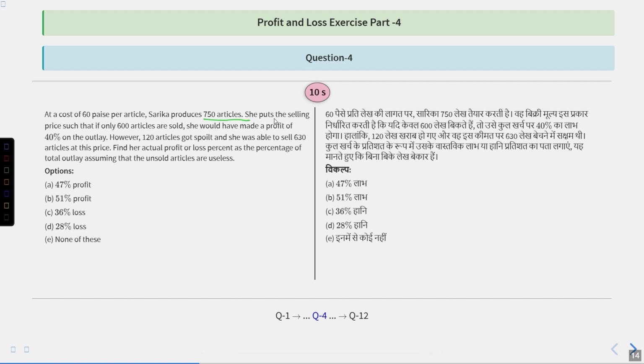At a cost of 60 paise per article, Sharika produces 750 articles. She puts the selling price of each such that if only 600 articles are sold, she would have made a profit of 40% on the outlay. However, 120 articles got spoiled and she was able to sell 630 articles at this price. Find her actual profit or loss percent as a percentage of total outlay, assuming that the unsold articles are useless. You have 5 options and 10 seconds to analyze the question. Your time starts now.